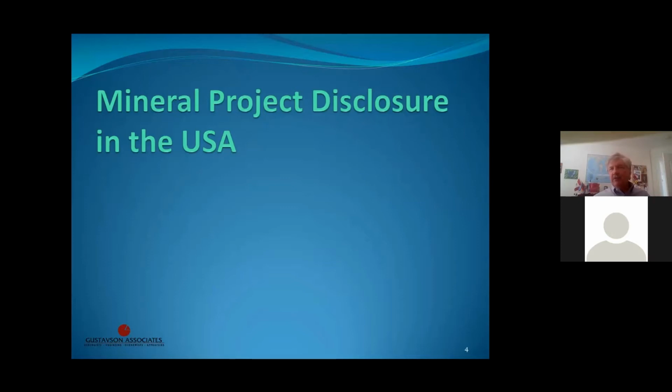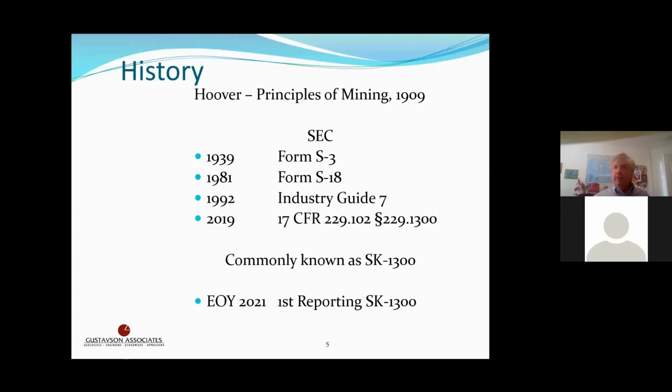To have a running start at this, I'm going to go back in history a bit. There was actually quite a nice framework laid out by Herbert Hoover in a book called The Principles of Mining in 1909. The framework has not changed appreciably since then, but there have been a series of different rules with the SEC. In 1939, they adopted Form S3 as one of the first countries in the world to formalize reporting.